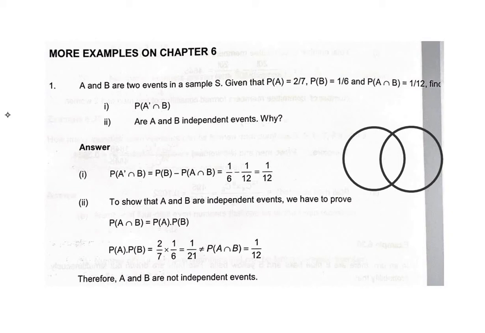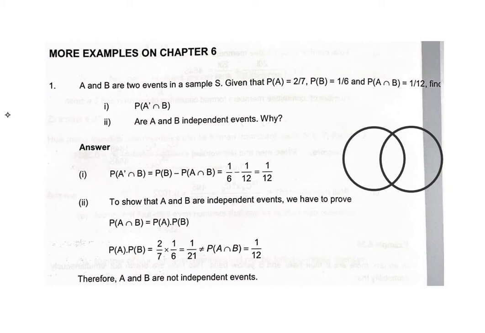In the previous video, we discussed the terms and rules of probability. So now we look at an example. A and B are two events in a sample space S. Given that the probability of A is 2 over 7, the probability of B is 1 over 6, and the probability of A and B is 1 over 12. First, find the probability of A complement and B.